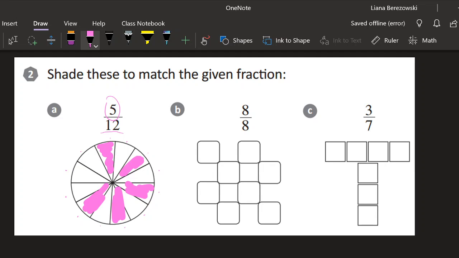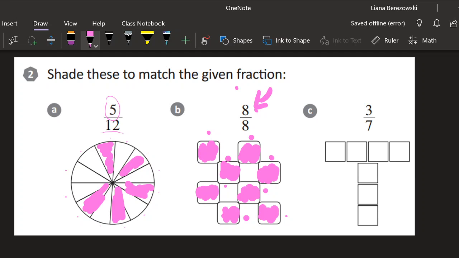If we look at the next one here, okay, our denominator is 8, so we should have 8 equally sized squares here. So we have 1, 2, 3, 4, 5, 6, 7, 8. Okay, so we do have 8, so 8 is our denominator. Numerator is going to tell us how many of our equally sized sections we want to color in. Okay, so we want to color in 8, so we're going to end up coloring in all of them, right? So if we do all 8, right, so that's 3, 4, 5, 6, 7, 8.